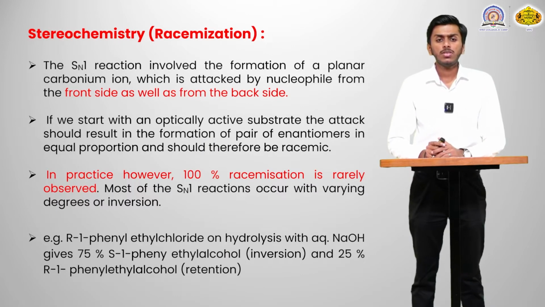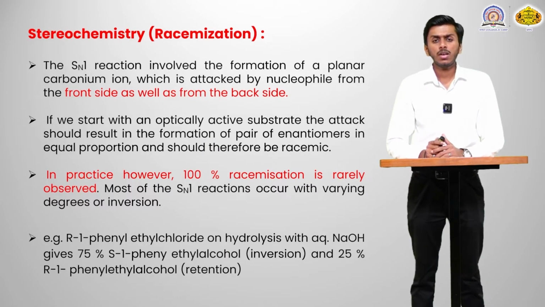Stereochemistry. Stereochemistry is a branch of chemistry in which we study molecules in three dimensions. The stereochemistry of the Sn1 reaction is racemization. The Sn1 reaction involves the formation of a planar carbonium ion which is attacked by the nucleophile from the front side as well as from the back side. If we start with an optically active substrate, the attack should result in the formation of a pair of enantiomers in equal proportion and should therefore be racemic. In practice, however, 100% racemization is not possible.